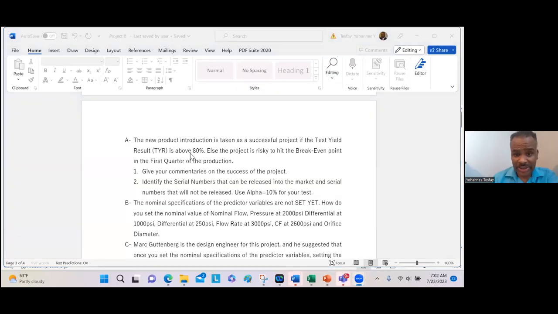Above 80%. So it should be above 80%. So what we're going to do now is give you commentaries on the success of the project, identify serial numbers that can be released, and use alpha 10%.